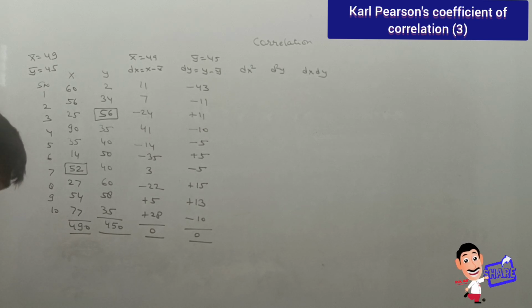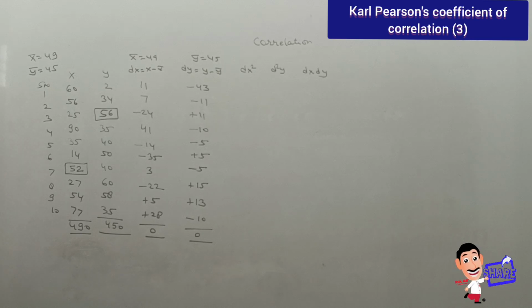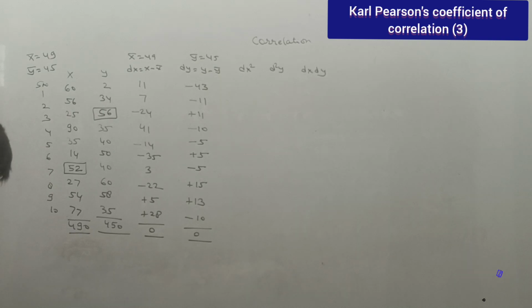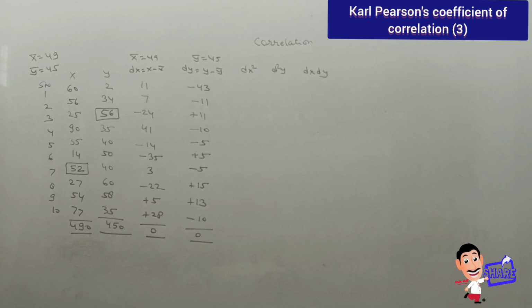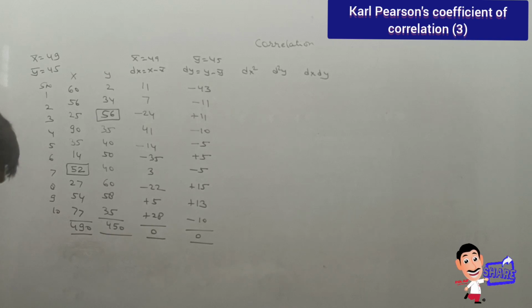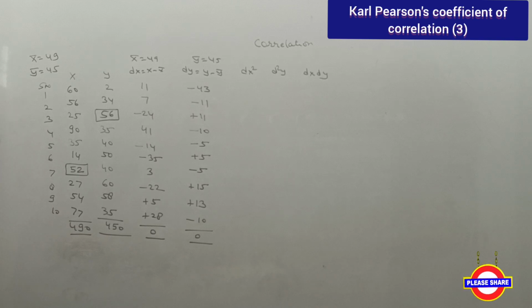So 2 minus 45, that is minus 43, is okay. 34 minus 45, minus 11 is okay. 56 minus 45, that is okay. 35 minus 45, minus 10 is okay. 40 minus 45, minus 5 is okay. Plus 5 is okay. Minus 5 is okay. 60 minus 45, plus 15 is okay. 58 minus 45, 13 is okay. 35 minus 45, that is minus 10.